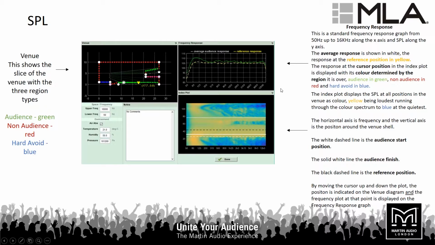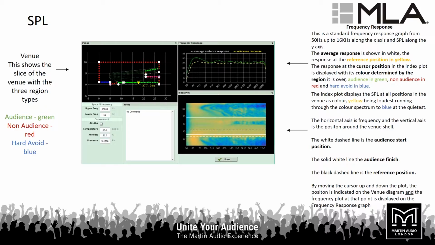In this frequency response chart here, our yellow dotted line, as is written on the side here, is our reference position response. So where this little yellow triangle is, the yellow dotted line is the predicted direct SPL response at that location. The white, or the average audience response, is quite hard to see in this particular plot, but that is the average audience response across the entire audience area.